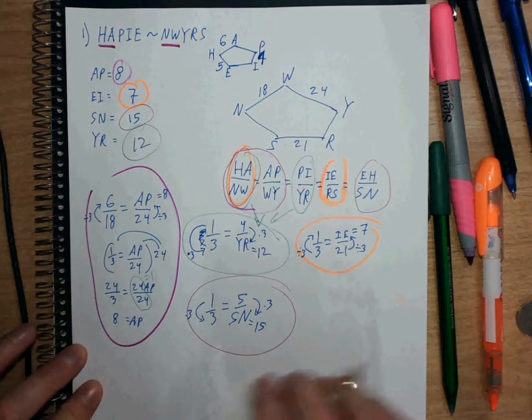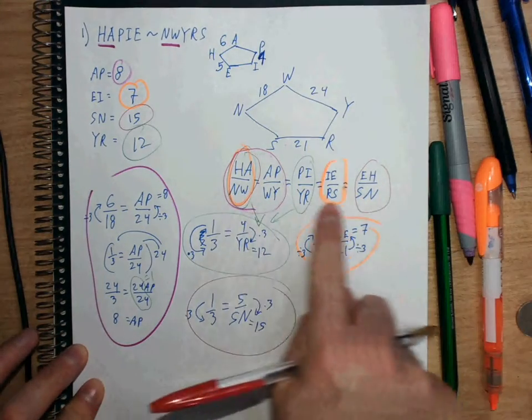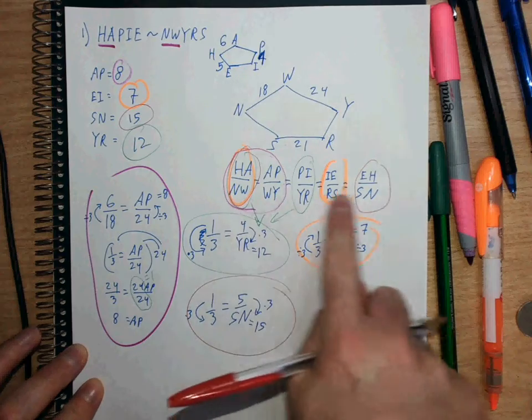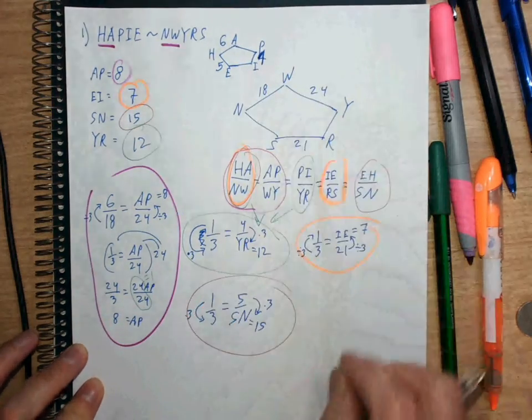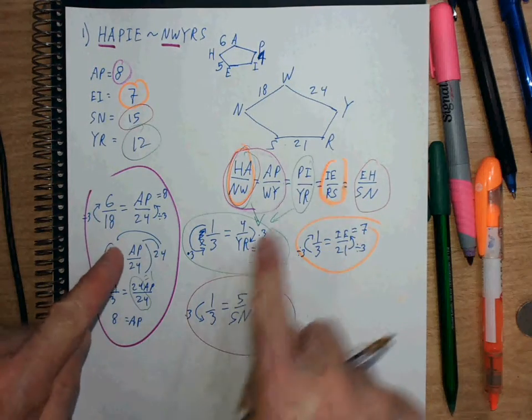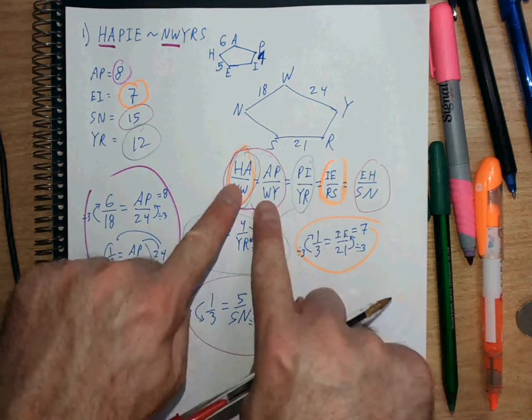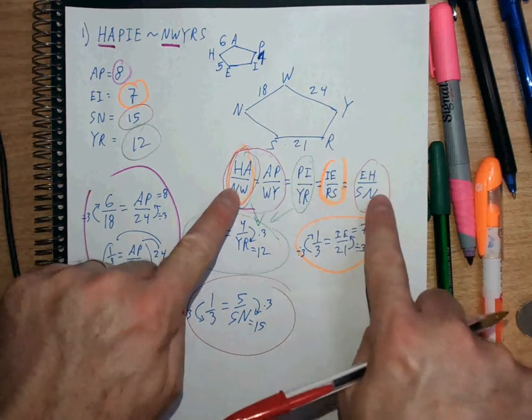Okay, so I hope that was helpful to see how to set up this big, long, proportional relationship between the two similar figures, and then you get to figure out which one you need. First it was this, then we did this, then we did this, then we did this.